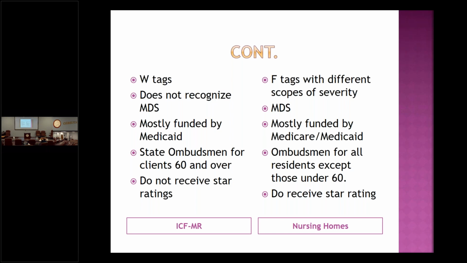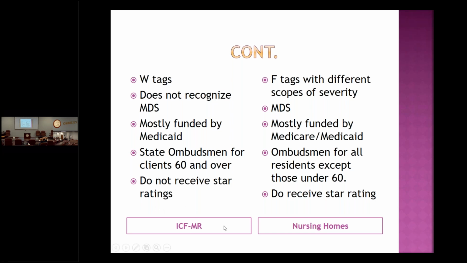Also, in the ICF, we do have an ombudsman that will come periodically, not on a regular basis like they do in the nursing home. And when they do come, they only visit the people that are 60 and over. Whereas in the nursing home, that's pretty much the age of everybody that resides there, so they pretty much see everybody.